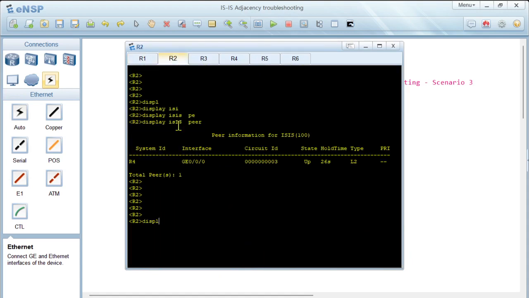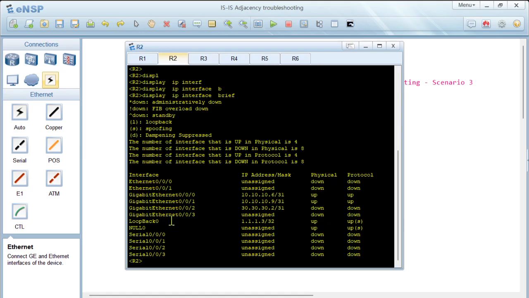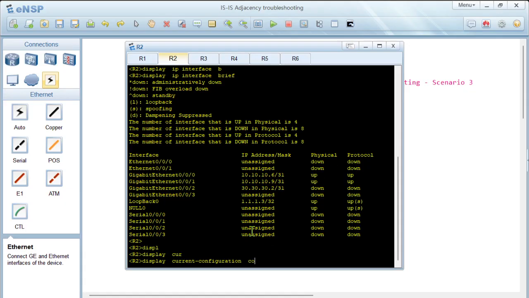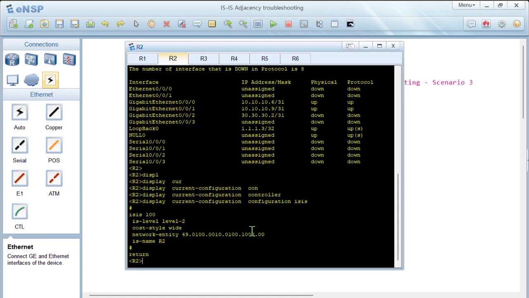On R2, display IP interface brief. The loopback IP is 1.1.1.3. Display current configuration, configuration ISIS. You can see that we have also generated the network entity from the loopback IP. So we don't have any duplicate network entity configured between R1 and R2. So we need to go ahead and do further checks to ensure that we don't have any other issue that could be preventing the ISIS adjacency from coming up.